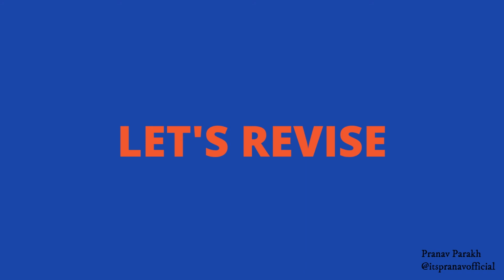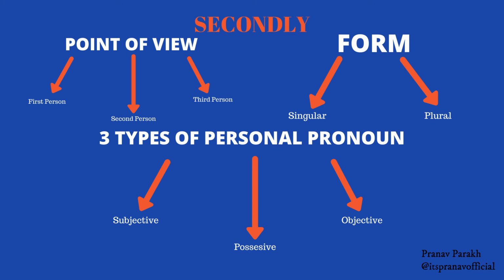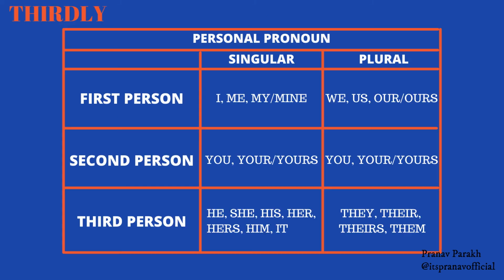Firstly, we talked about types of pronoun, and then we discussed its various types. They are point of view, form, and three types of personal pronoun. And then thirdly, we talked about this amazing chart which is covering the whole session about personal pronoun, its forms, its types. So this is what we covered today.